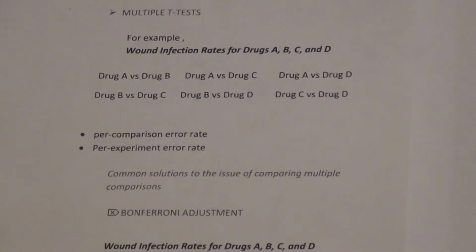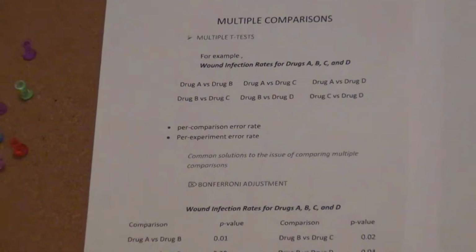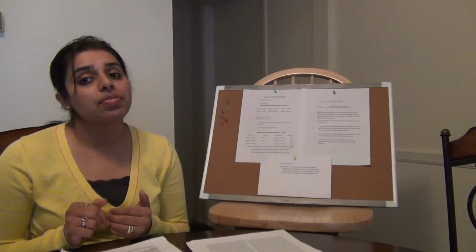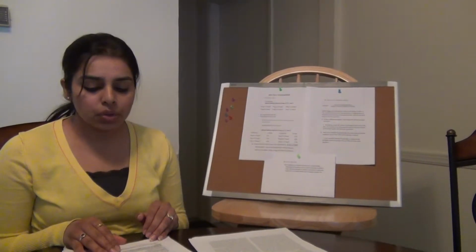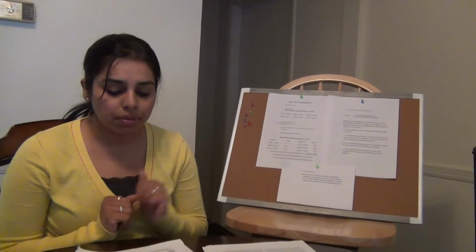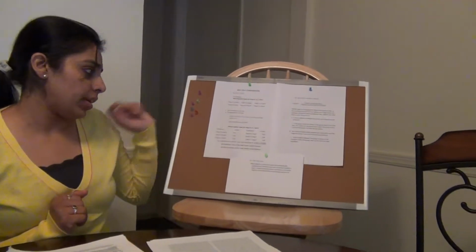What is the problem with this approach? However small, there is always a chance that we're going to make a type 1 error. That is, we will erroneously reject the null hypothesis when in reality it is true, when there is no difference in the groups. So in a single two sample t-test with the significance level of 0.05, our chance of making a type 1 error is only 5%. This is known as the per comparison error rate.